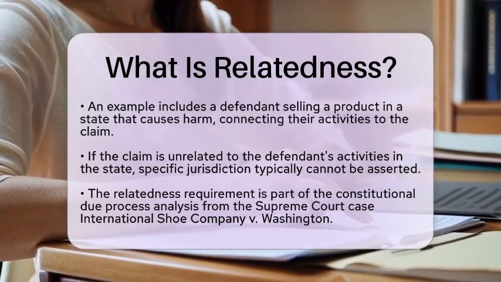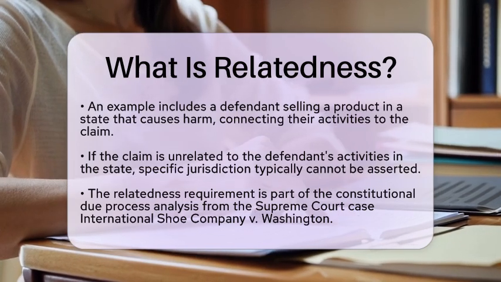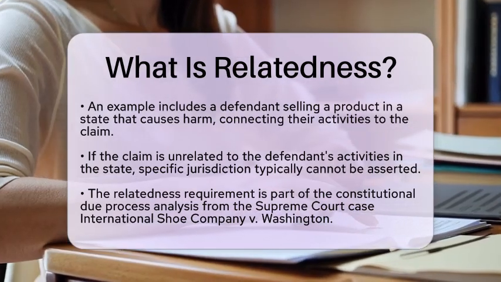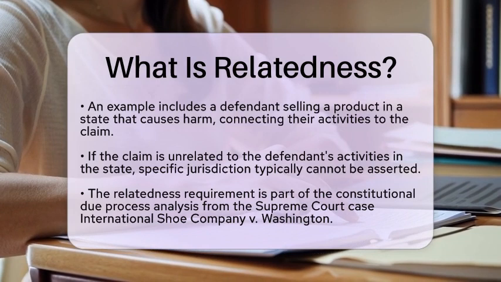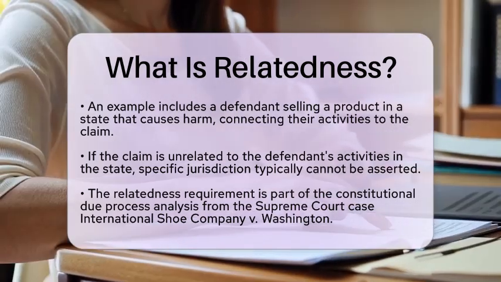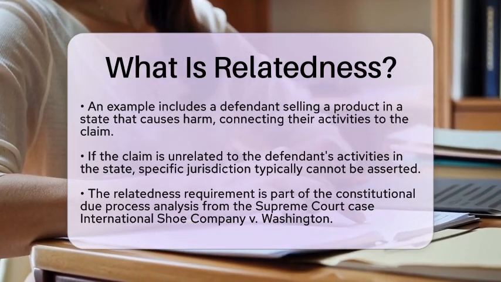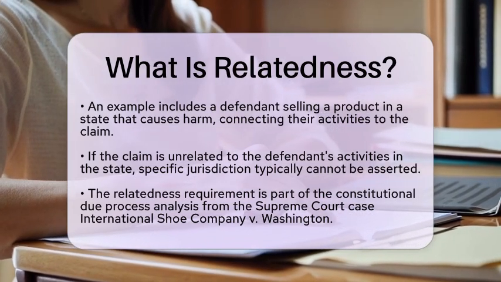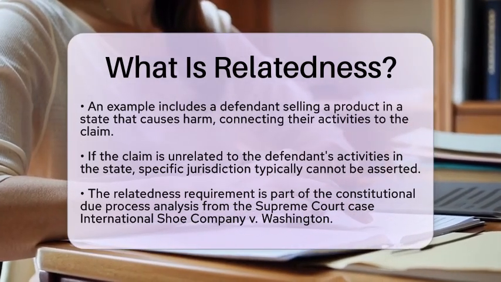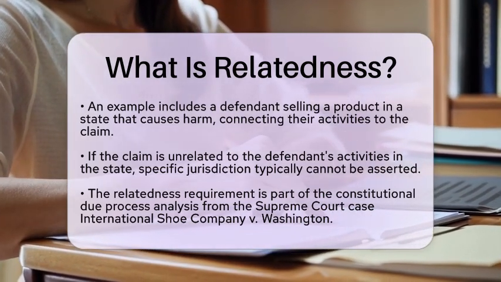The relatedness requirement is part of the constitutional due process analysis established by the Supreme Court in a case called International Shoe Company v. Washington. The court must evaluate whether the defendant's contacts with the forum state are purposeful and connected to the claim. This assessment ensures that exercising jurisdiction aligns with traditional notions of fairness and justice.